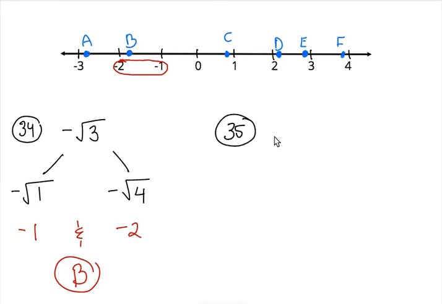Number 35. Square root of 5. First thing, what two perfect squares is the square root of 5 in between? It's in between 4 and 9. So remember, we're looking at our perfect square list and trying to figure out where 5 fits. So the square root of 4 is 2. The square root of 9 is 3. So square root of 5 is in between 2 and 3.